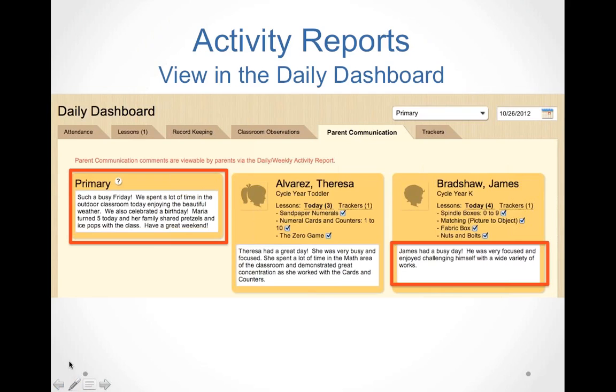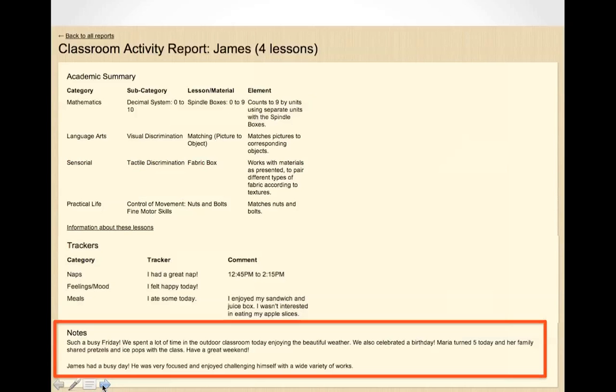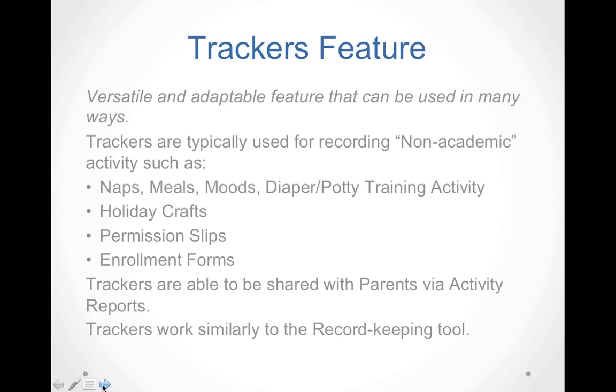I want to make this clear here that this parent communication box on the daily dashboard is the best way to preview what the parents are going to see. So you have the lessons that you've recorded, you have your observation, and the next thing I'm going to show you is the trackers, but everything that the parents are able to see on your daily activity report is right here. If you're using a weekly activity report, it's each of all 5 days of the week here. So you would go to Monday to see what's here and Tuesday and so forth. So let's go ahead and take a look at our trackers.